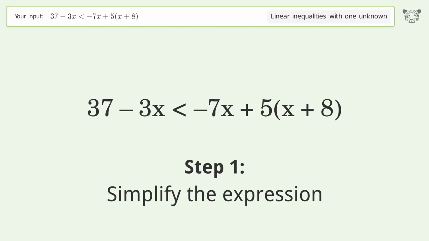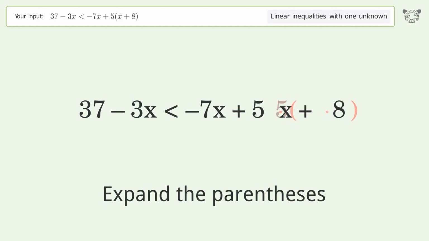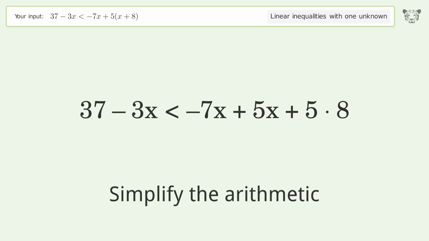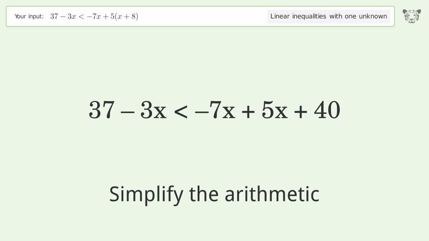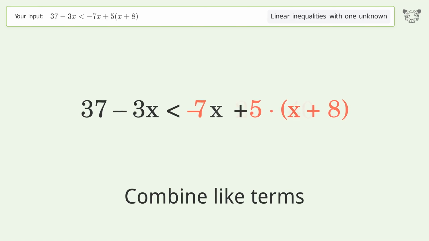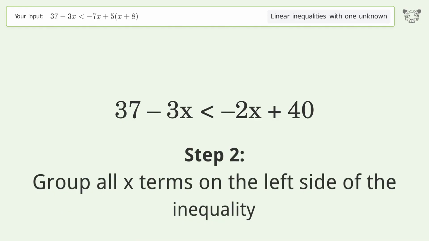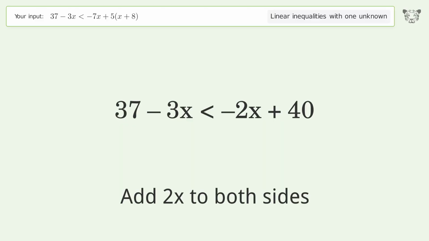Simplify the expression. Expand the parentheses. Simplify the arithmetic. Combine like terms. Group all x terms on the left side of the inequality. Add 2x to both sides.